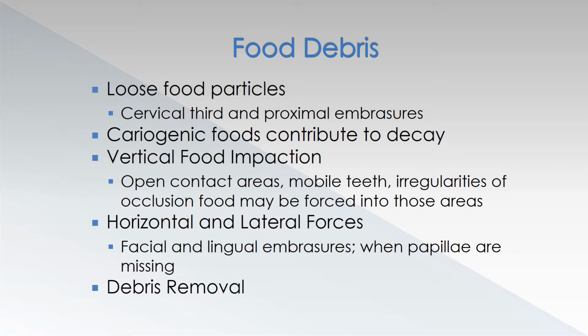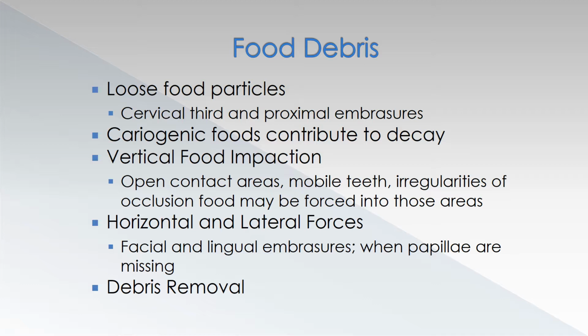Food debris is loose food particles. They can be found and collect around the cervical third, and the proximal embrasure spaces. Cariogenic foods can contribute to decay because they do kind of merge in with that bacteria really easily and then just continue to produce more and more bacterial acid.